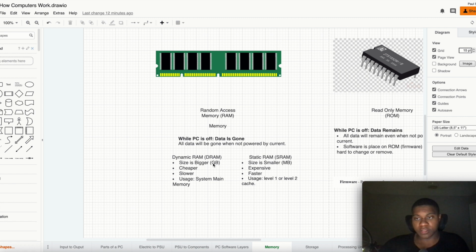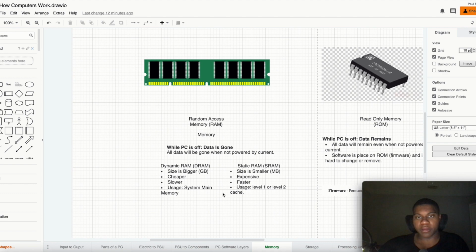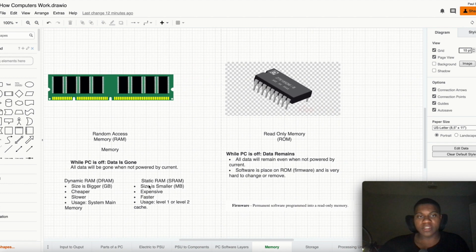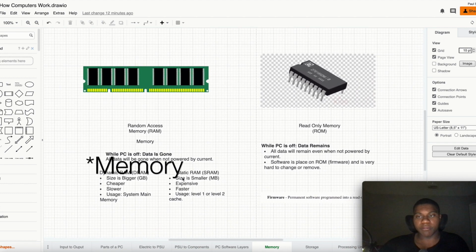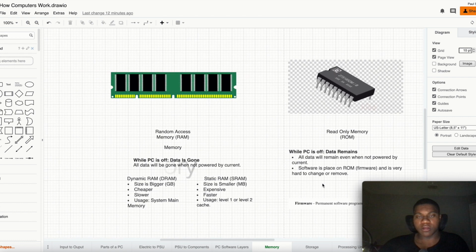Dynamic RAM, or DRAM, is the RAM that sits next to your CPU. It's bigger, so it's a couple gigabytes, 8, 16, 32, which is a lot. Cheaper, but it is slower compared to SRAM or static RAM. And this is used for your system memory RAM. All right. So that's the two different types of RAM you got right there.